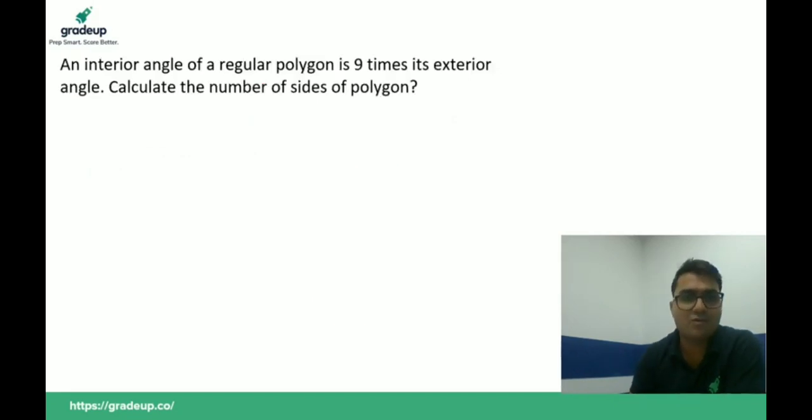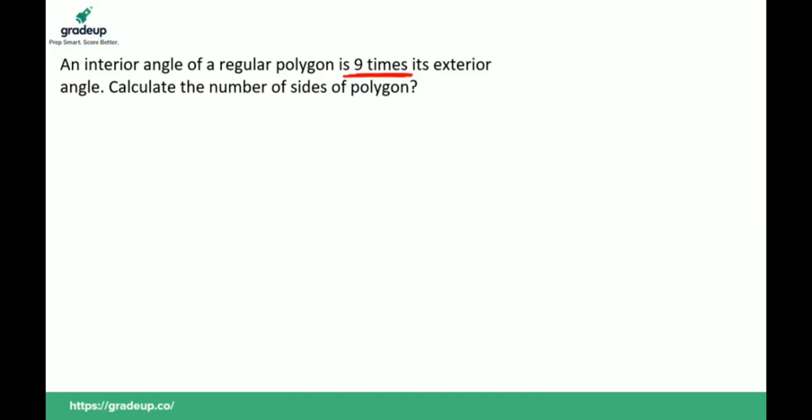Let's move to the next question. An interior angle of a regular polygon is 9 times its exterior angle. Calculate the number of sides of the polygon.